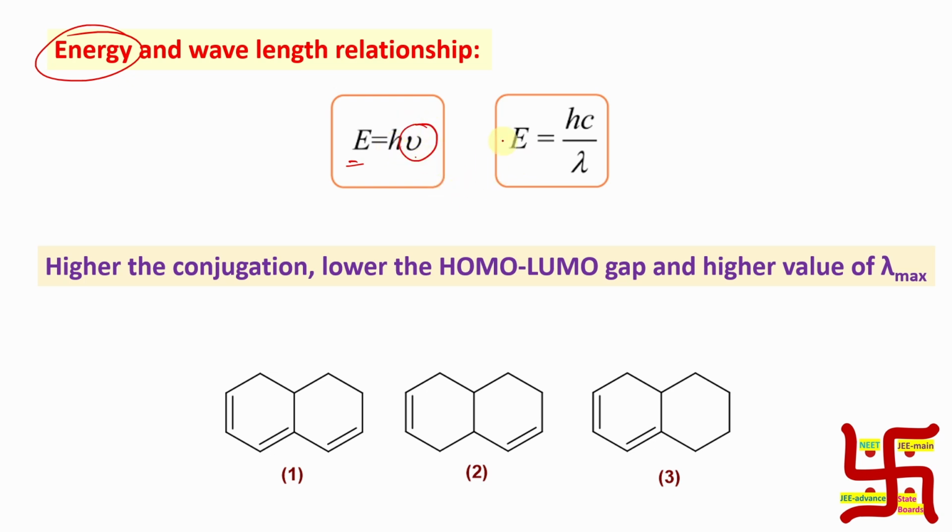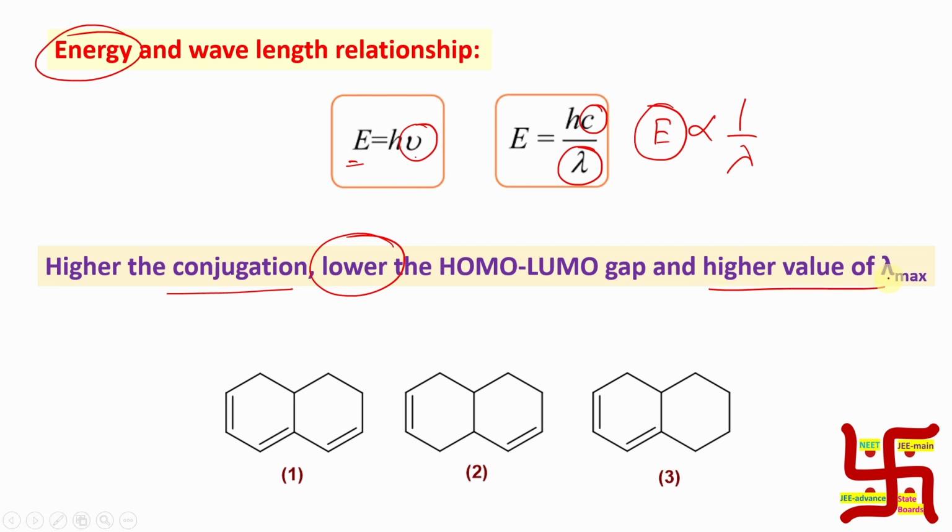And now this nu could be replaced by c by lambda. What is c? c is velocity of light and lambda is the wavelength. So from here I can conclude E is proportional to 1 by lambda, means inversely proportional. Now E is the energy associated with this electromagnetic radiation or energy gap, and lambda is the wavelength. Now higher the conjugation among alkenes, lower will be the HOMO-LUMO gap, and obviously it will reflect higher value of lambda.